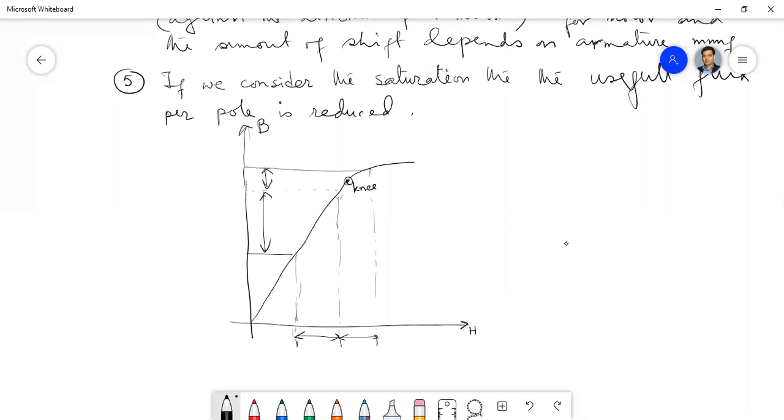So though you are taking the same MMF for this loss and gain, if we see the change in B, the loss is more, the gain is less. Is that clear?